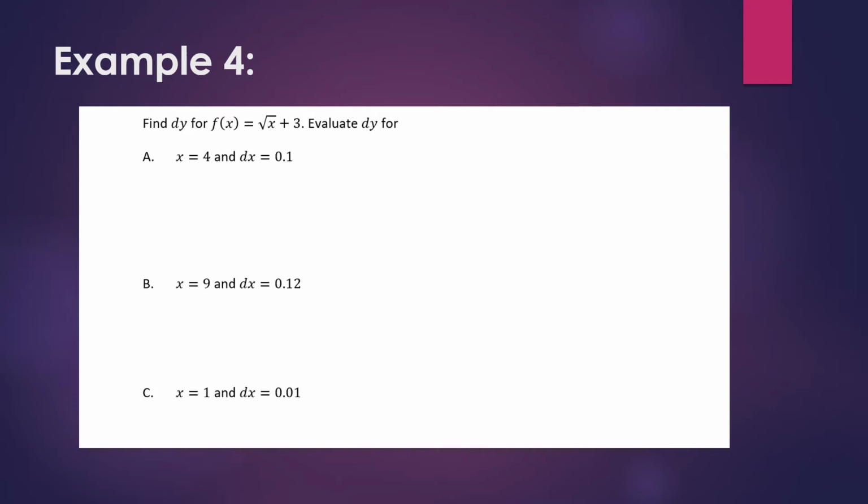So the first thing I need to do is take the derivative of f. So f of x, I know it's the square root of x, but I'm going to write this as x to the 1/2 plus 3. I can take f prime. It's going to be 1/2 x to the negative 1/2. The exponent comes down, we decrease the exponent by 1, and this is 1 over 2 square root of x.